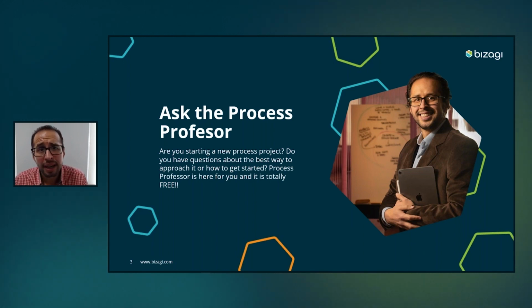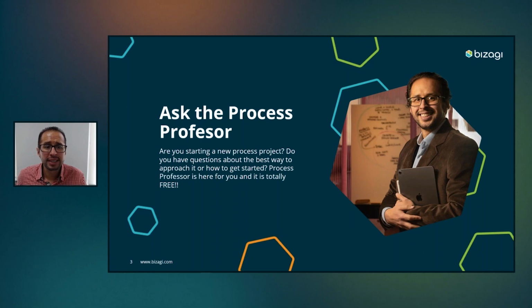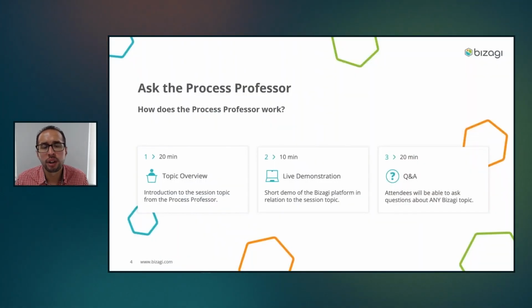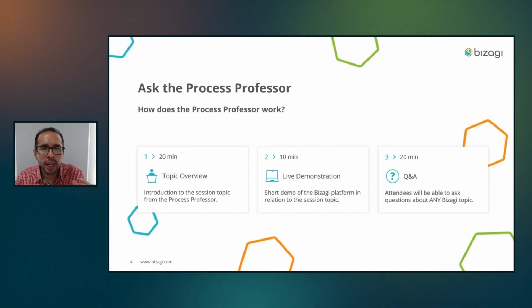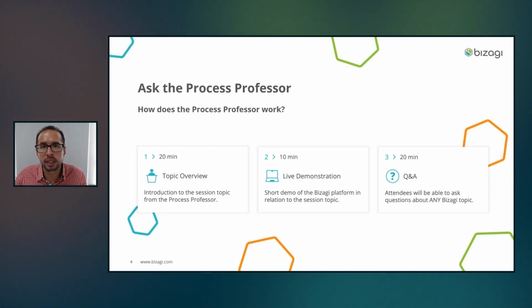Now, the great advantage of Bizagi's Process Professor is that in general, we are going to try to always follow something like this. It's going to be a general schema, a general structure of the sessions. It can change from session to session according to the topic that we're working on. But the idea is that you can always have these three important things. The first one is a topic overview. We will be talking about something in particular.